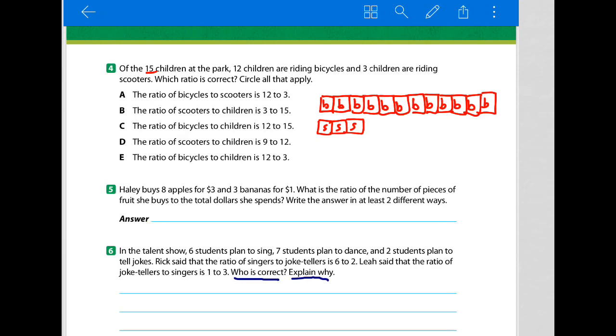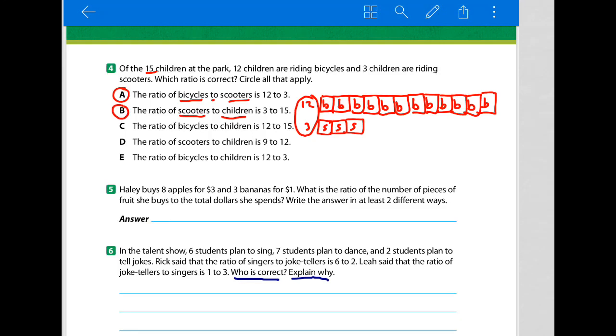So A says the ratio of bicycles to scooters is 12 to 3. So bicycles to scooters, well, there are 12 bicycles to 3 scooters. So A is correct. B says the ratio of scooters to children is 3 to 15. Okay, well, there are 3 scooters. I agree. Did I just say bicycles? I'm sorry. Children would be the total children who are riding bicycles and scooters. So 12 plus 3 is 15. So I agree with B.